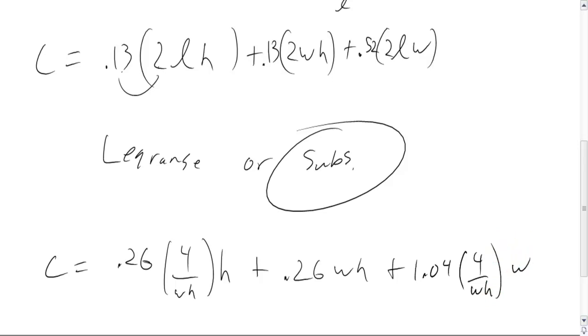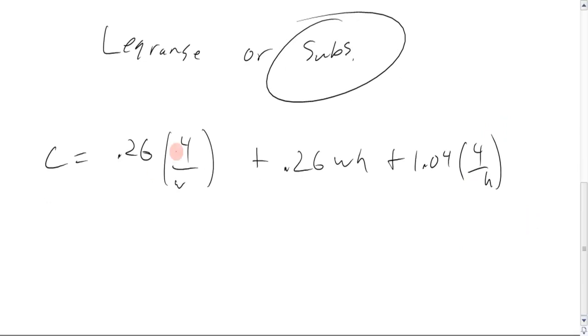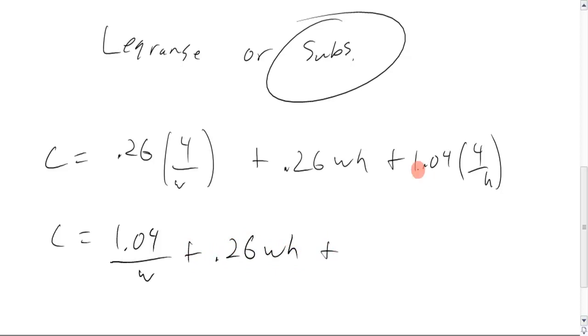Now we can do a little bit of simplification to make our life easier. The height will divide with the height, the width will divide with the width. Now you can see it cleans up a little bit. We can simplify a little more: 4 times 0.26 ends up being $1.04 divided by W, plus 0.26 WH, plus $1.04 times 4, which is $4.16 divided by H.